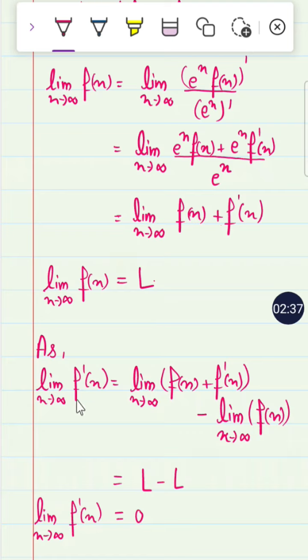Now we want to find the derivative's limit by taking the difference of the functions. The limit of the sum is capital N, and the function's limit is small l, capital L, so it becomes minus, giving 0. So the function's limit is capital L.